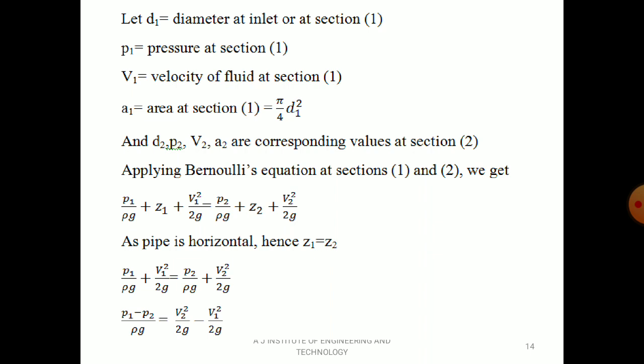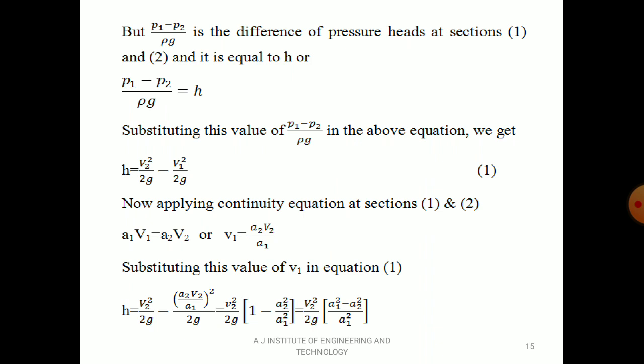What is P1 minus P2 divided by rho g? There is a reduction in pressure, which is measured by the U-tube manometer. So P1 minus P2 divided by rho g is H, the differential pressure head. It is the difference of pressure head at section 1 and 2, equal to H. Now substituting this value in the above equation, we get H equal to V2 square divided by 2g minus V1 square divided by 2g. Take it as expression 1.